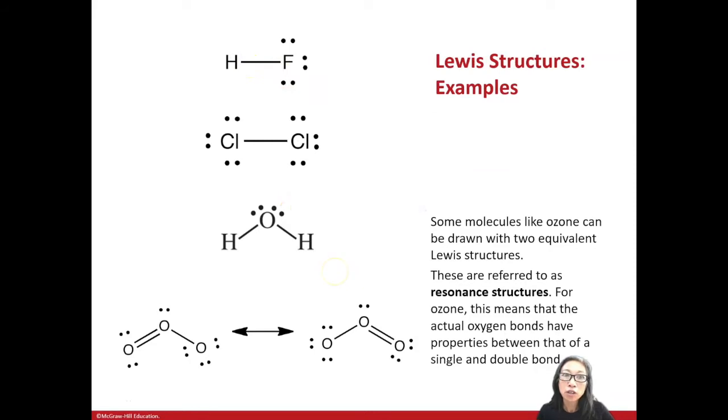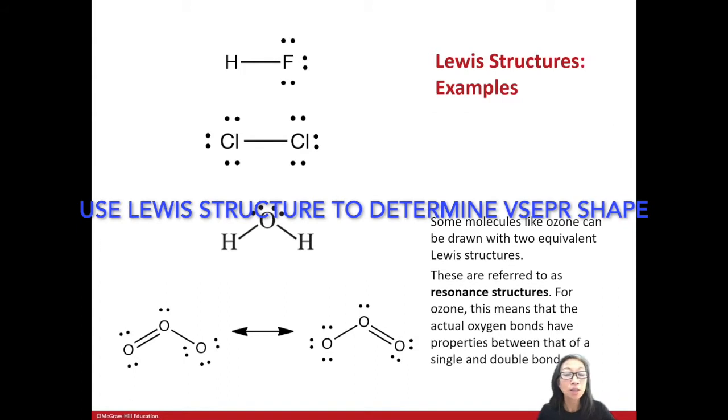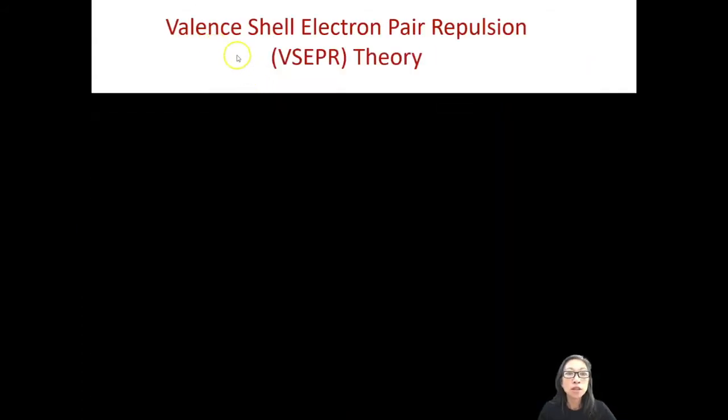We can convert the two-dimensional Lewis structure to a three-dimensional molecule shape that's called a VSEPR shape by looking at how many bonds and how many lone pairs are on a central atom. So this is called VSEPR theory, VSEPR standing for valence shell electron pair repulsion.